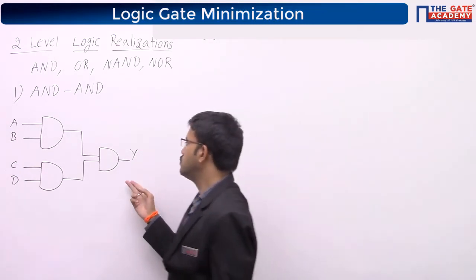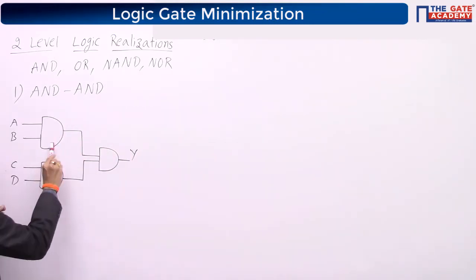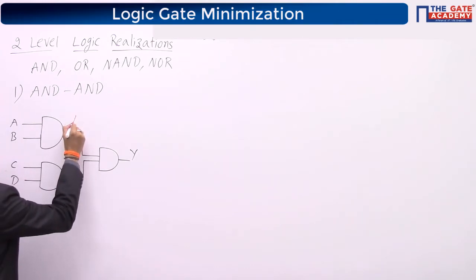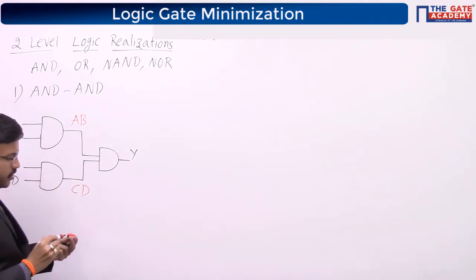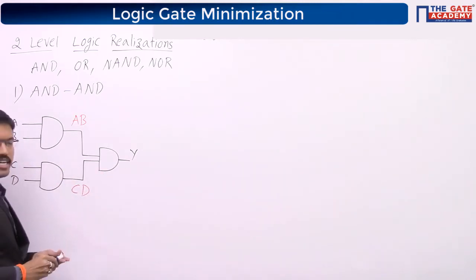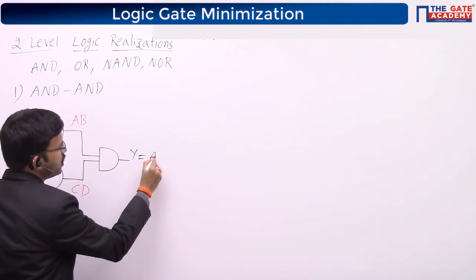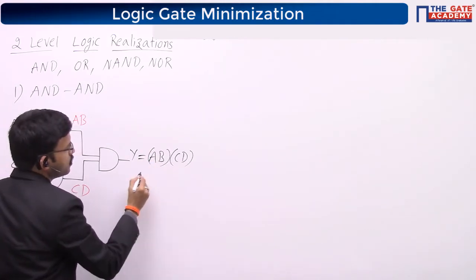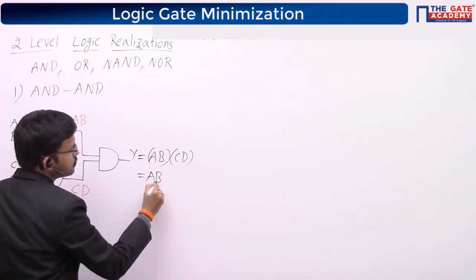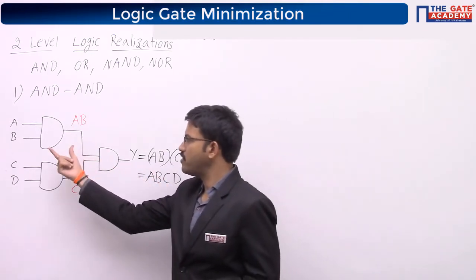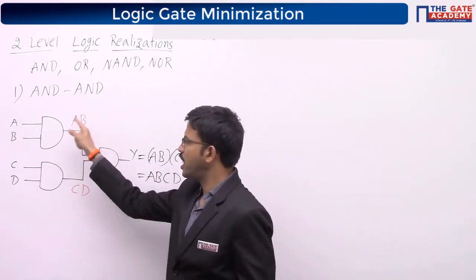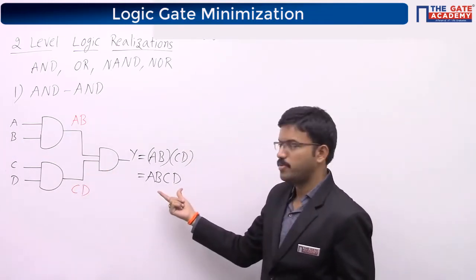Now what is the output? Here output of this AND gate is AB. Here the output of this AND gate is CD. So output of this final AND gate will be Y equal to AB and CD. This one you can write as ABCD. Y equal to ABCD. See here we are having two stages, and with the help of three gates we are getting ABCD.